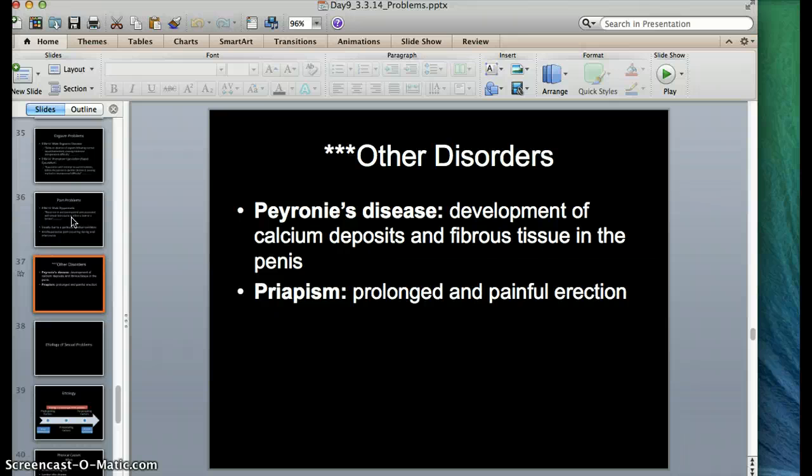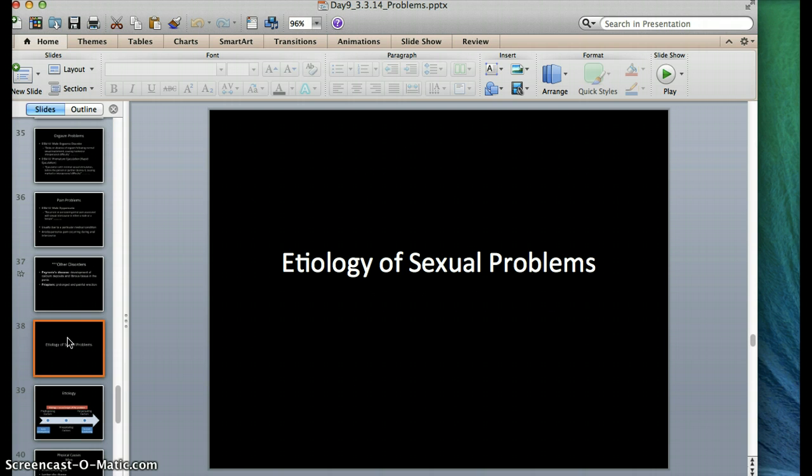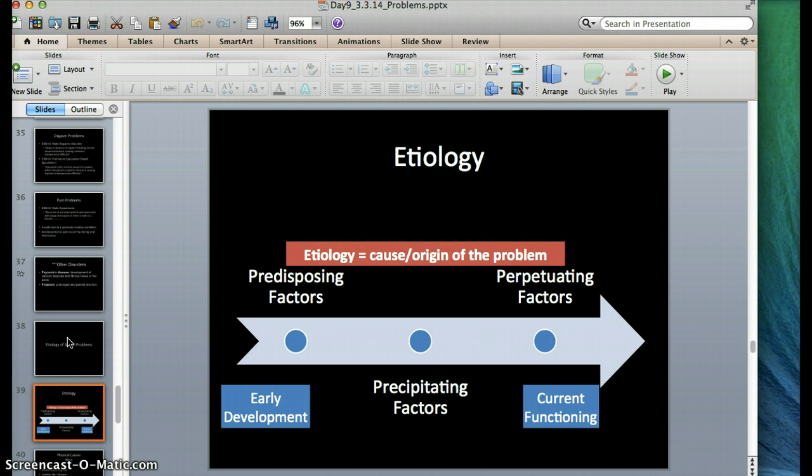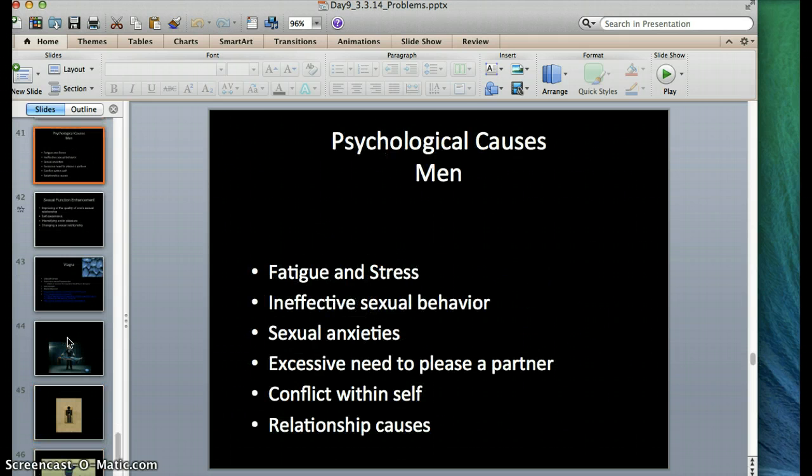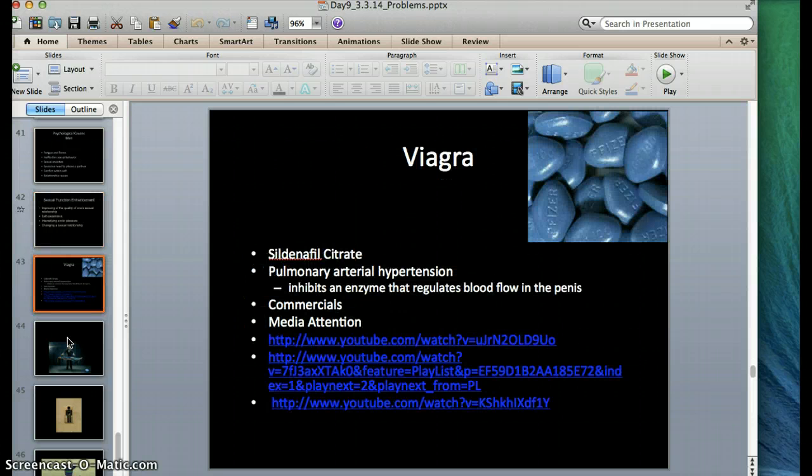And then priapism occurs when blood is unable to drain from the penis for several hours to a few days. It's not associated with sexual acts or thoughts. It's sort of similar to women's persistent genital arousal syndrome, and priapism can occur if you take too much Viagra as well. So understand what Peyronie's disease and priapism are. The etiology with men is the same as with women, so we still have these same predisposing, precipitating, and perpetuating factors. And here are some of the components there.